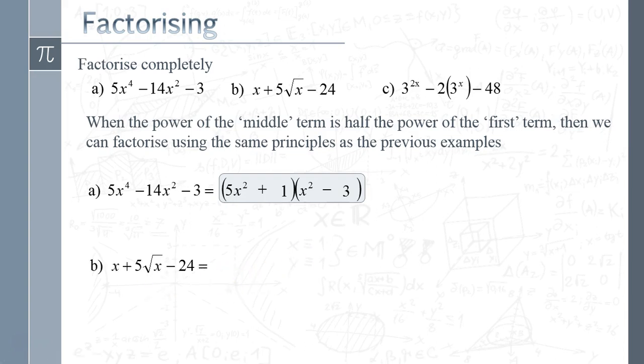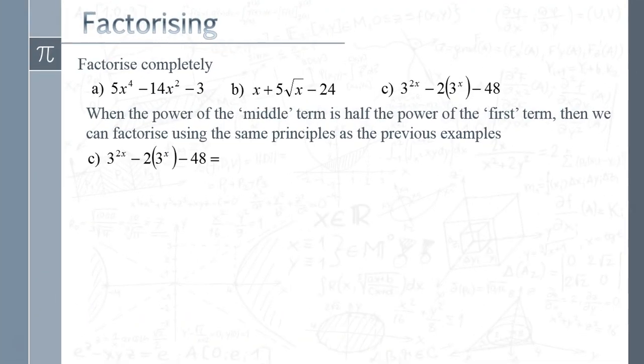Exactly the same idea with this one, because the first term is power 1, that one is power half. So let's set up my brackets with roots at the front of each. Now I just need two numbers that multiply to make 24, add to make 5. That's going to be 8 and 3. There's the signs. And there we go. Again, we've managed to do some factorising.